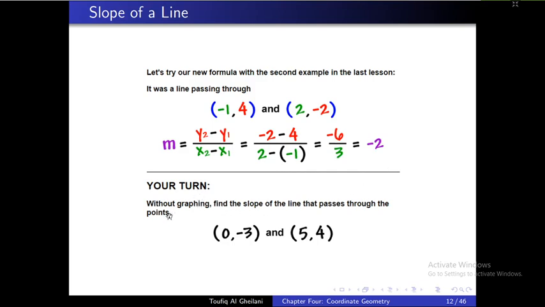So your turn. Without graphing, find the slope of the line that passes through the points (0, -3) and (5, 4).